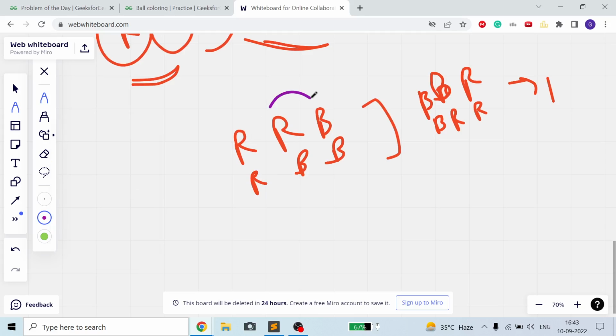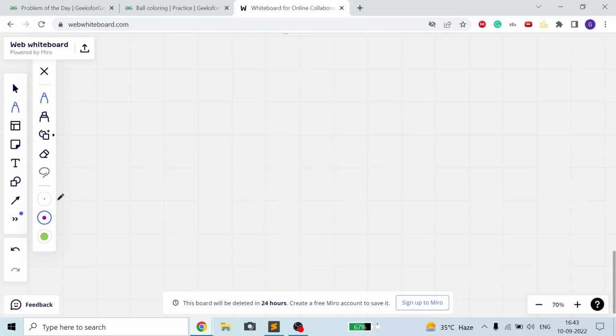So one connectivity is this, one is this, one is this, one is this. So we can say in all the four cases here the answer will be equal to 1, because we have one connectivity of red and blue ball together. Okay guys, I hope you understand till here.